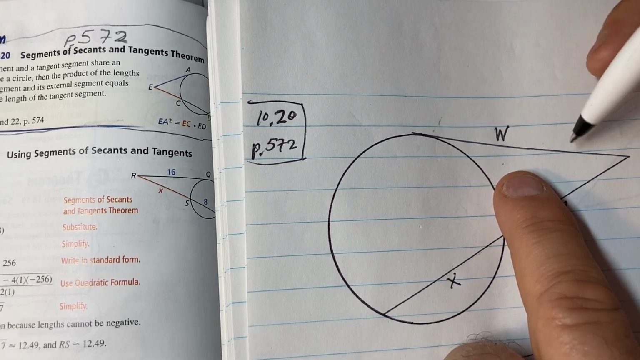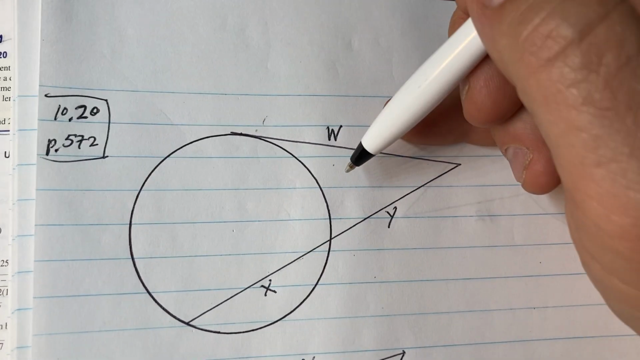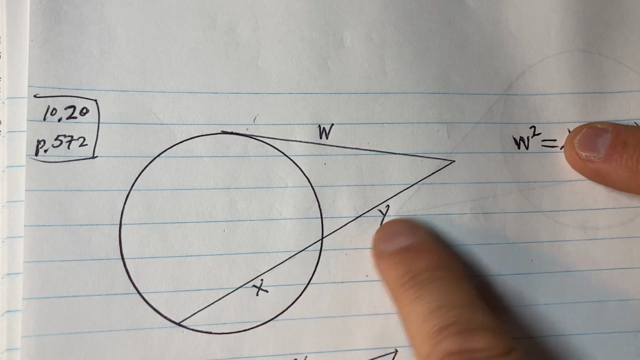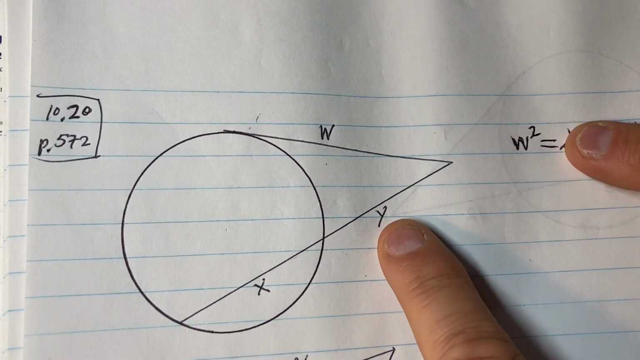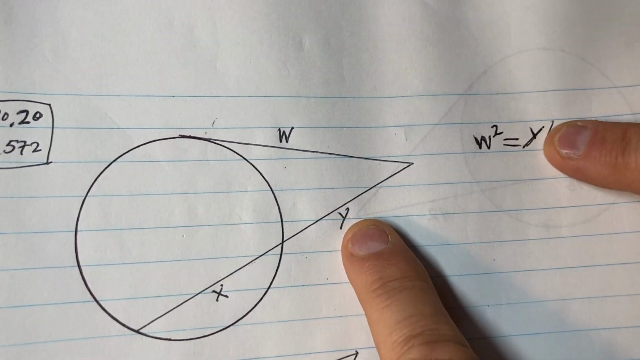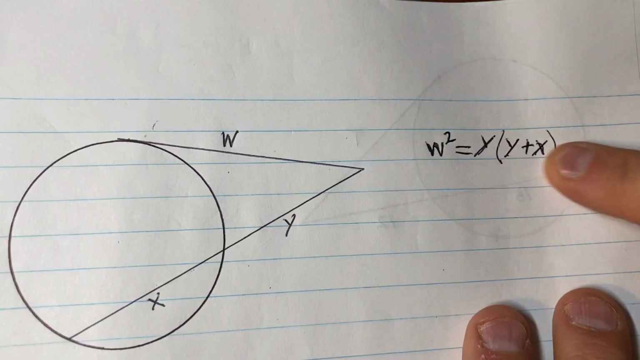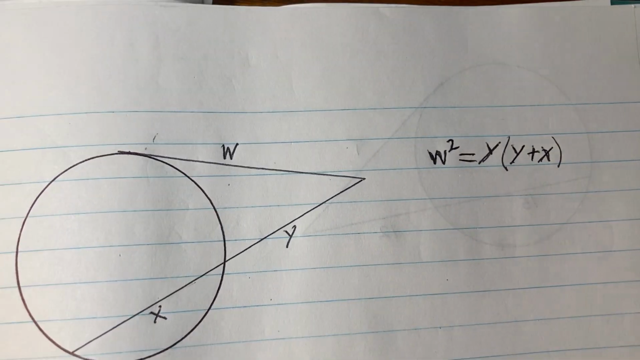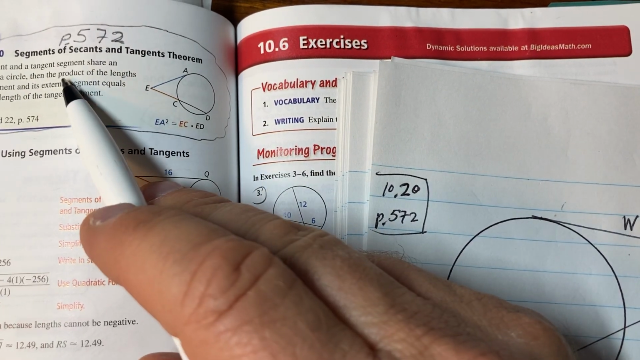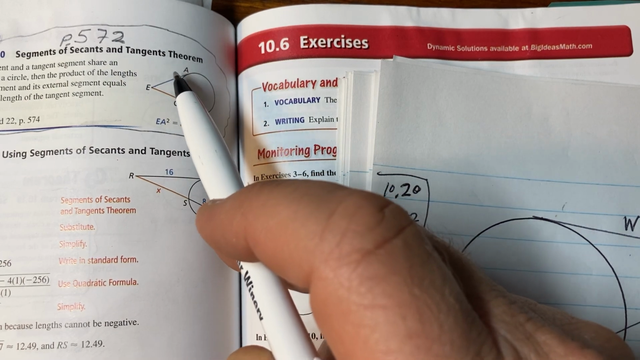So in this case, for the tangent, it's going to be that distance squared. That's where that comes from. Is equivalent to the same, that's a secant, again, same thing as before. The outside times the entire distance. Y times the entire distance of y plus x. Right there. That's how you do that. That's what this formula means. Theorem. The segments of secants and tangents theorem.